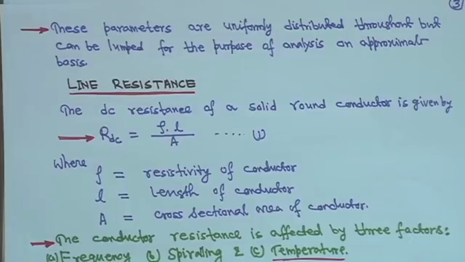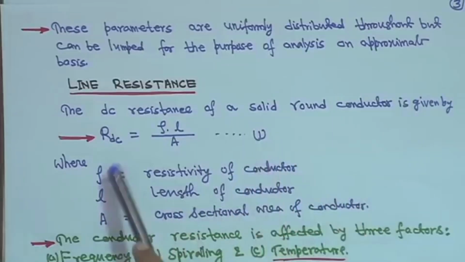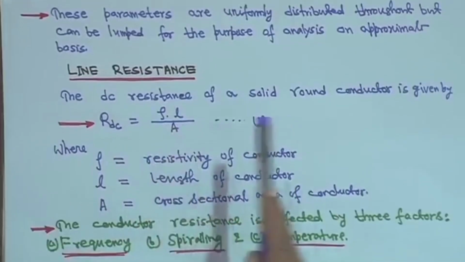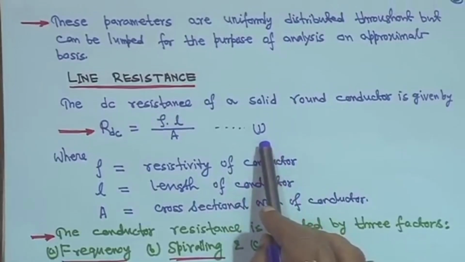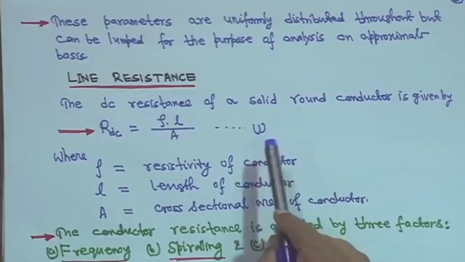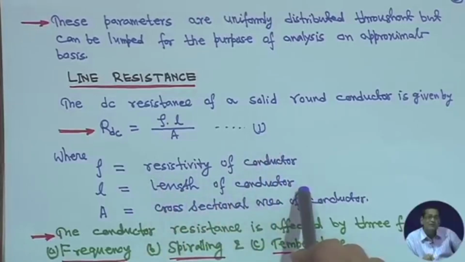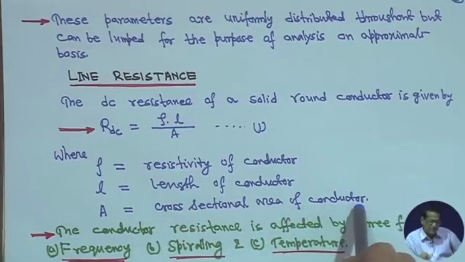For example, let us start from the line resistance, right. Generally the DC resistance of a solid round conductor is given by R_DC = rho × L / A. This is equation 1, because this is a second topic. So, this is again equation 1, right. Rho is the resistivity of the conductor, L is the length of the conductor, and A is the cross sectional area of the conductor, right.